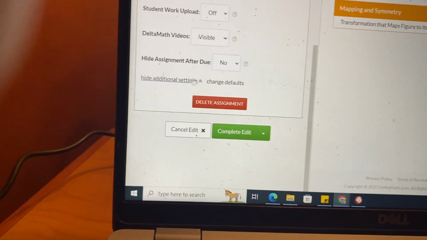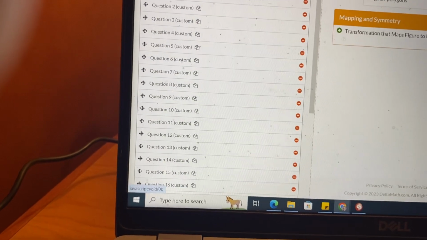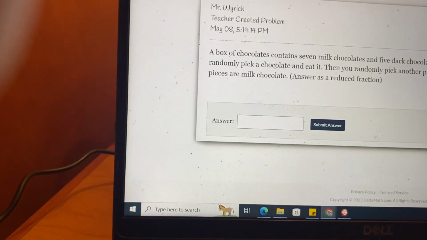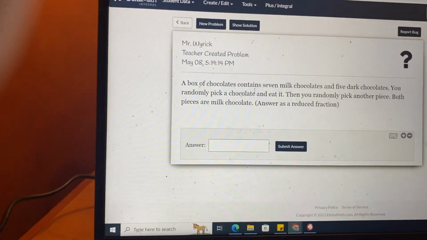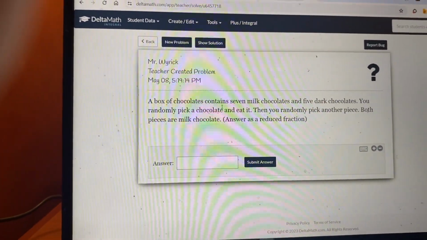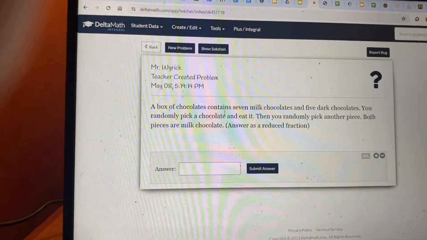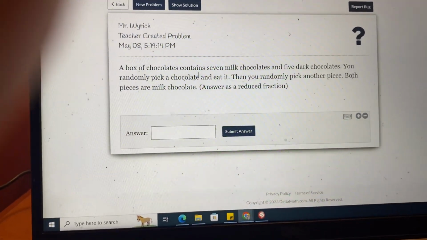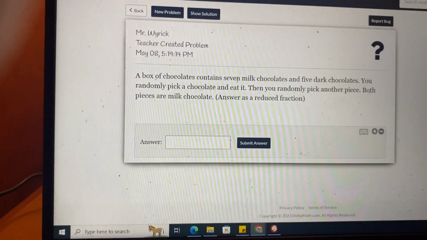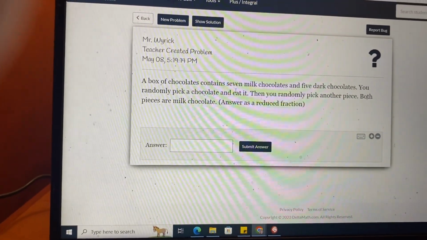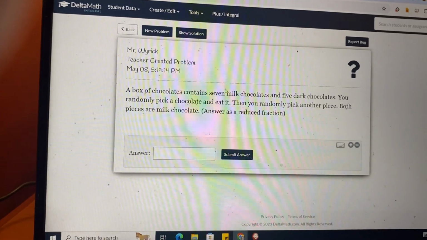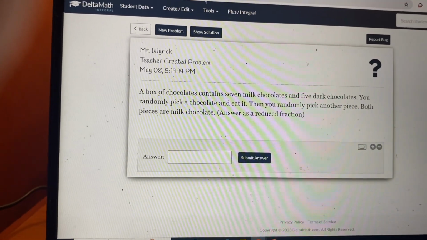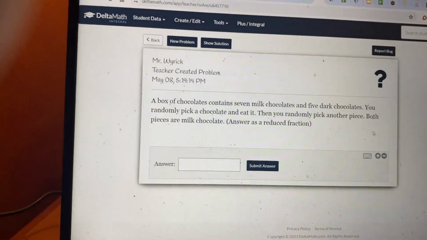So then when we look at the Delta math and we look at the skills and we look at the questions, let's see this problem. A box contains 7 milk chocolates and 5 dark chocolates. You randomly pick a chocolate and eat it. Then you randomly pick another piece. Both pieces are milk chocolate. What's the probability here? So again, like this is dependent because we're eating it. We're not putting it back. The first one is 7 milk chocolates out of 12 total. So this would be 7 out of 12.